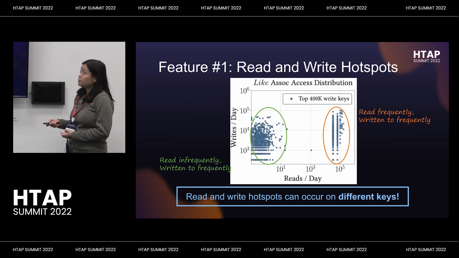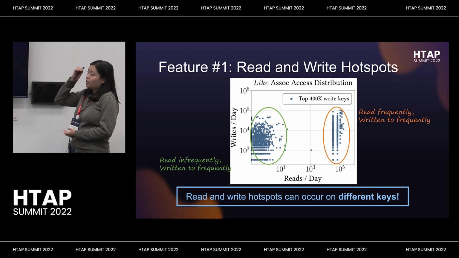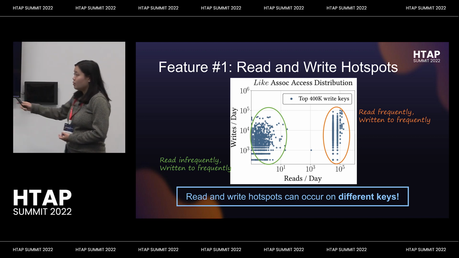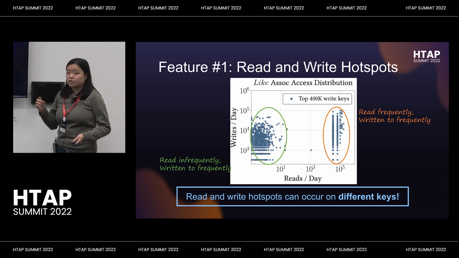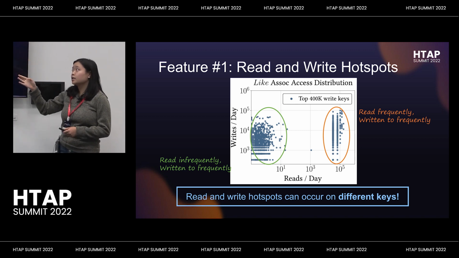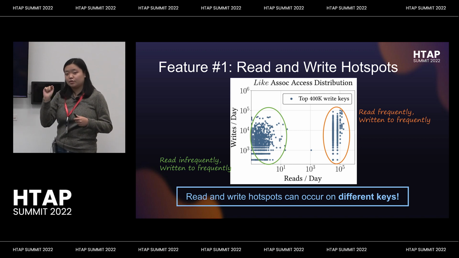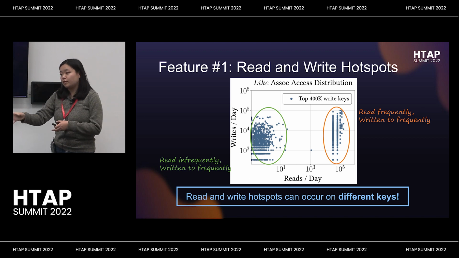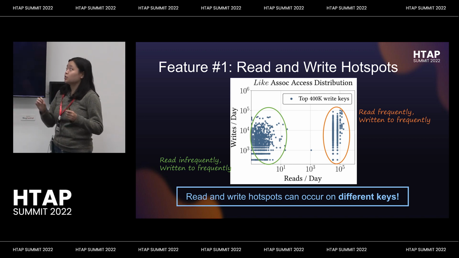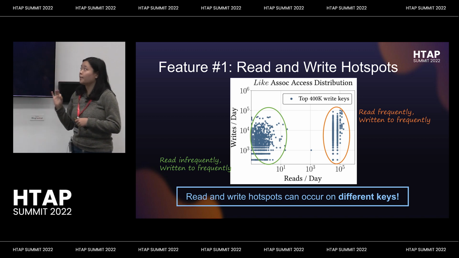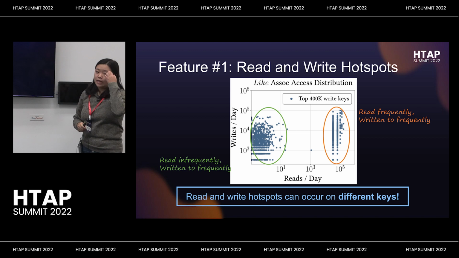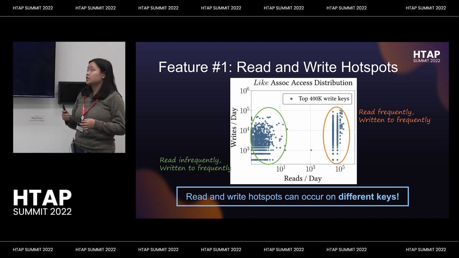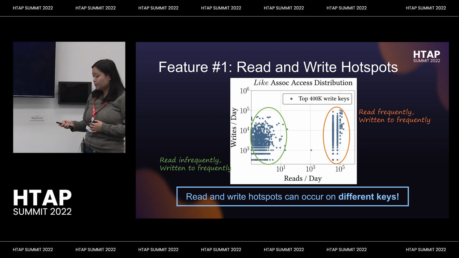So the first feature we're focused on today is read and write hotspots. What this graph is showing is reads on the x-axis and writes on the y-axis. Each dot is a particular key, and these are likes. In Meta, you can like something, and that creates edges between you and whatever object or post you just liked. So we're looking specifically at those keys, and we're showing the top 400,000 write keys because we find the tail doesn't differ significantly past this point.